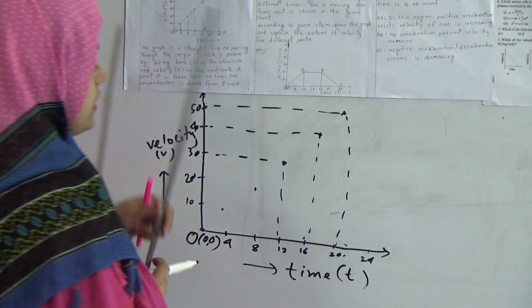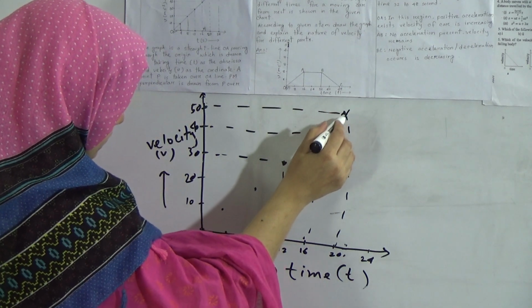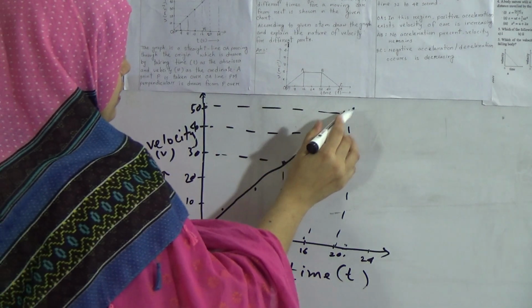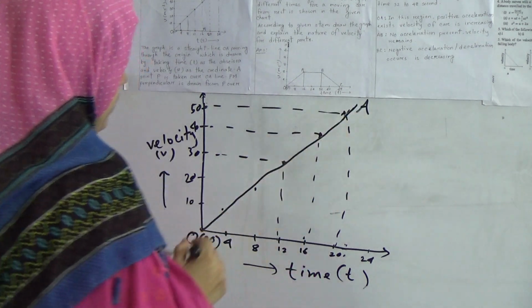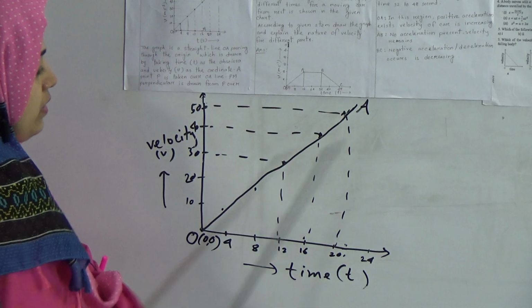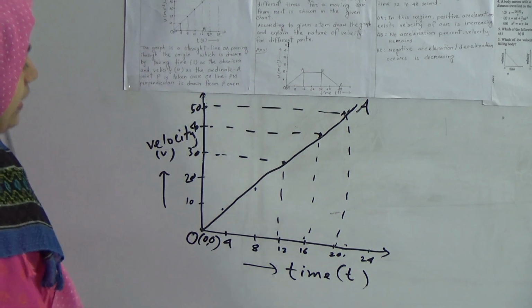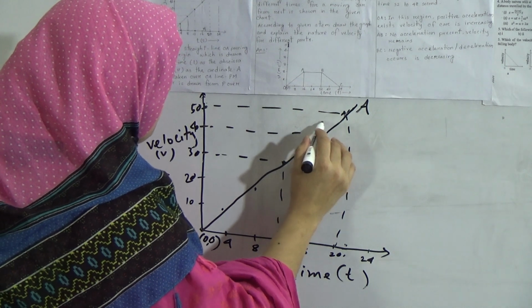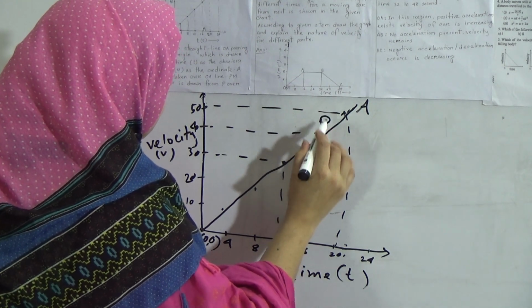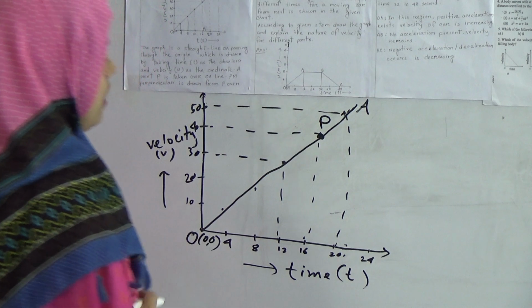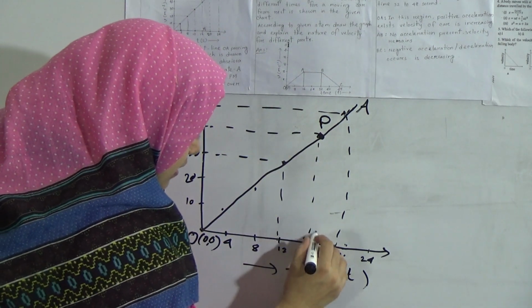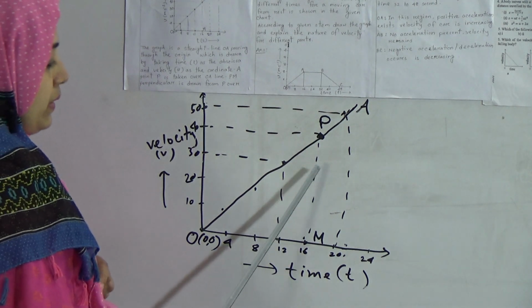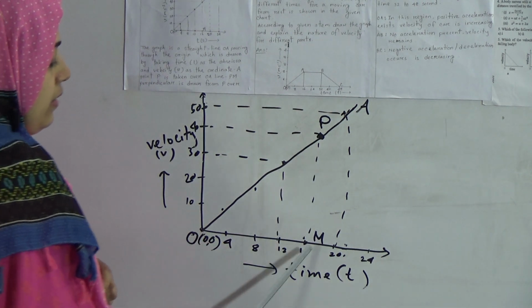Okay, and now we have to draw a straight line. This is OA, the straight line OA. From here we have to draw a slope, and we have taken a point P from this OA line, and this is point M. This PM is the perpendicular and OM is the base.